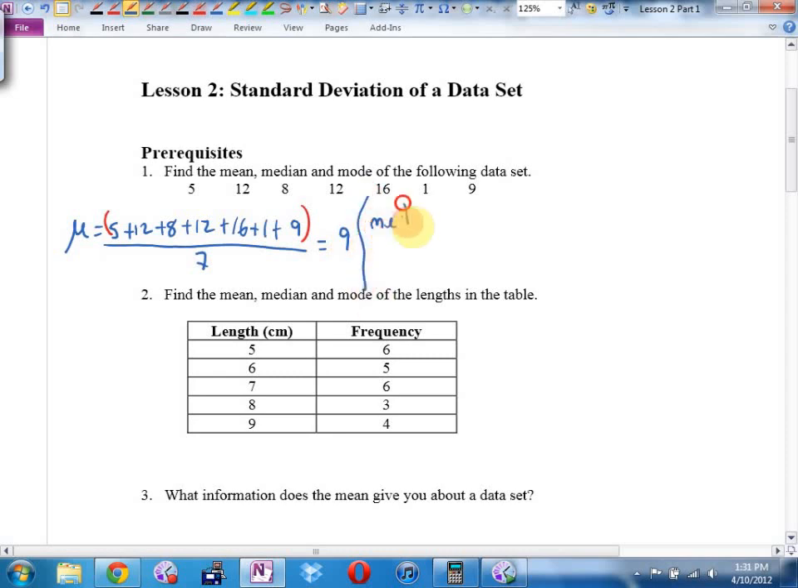What about the median? Now, sometimes students will say, hey, Dueck, the median is 12 because that's the 4th term. No, I have to do something first. What do I have to do first? I got to put them in order, smallest to biggest. So really quickly, I'm going to go 1, comma, 5, comma, 8, comma, 9, comma, 12, comma, 12, comma, 16. Did I miss any? 1, 2, 3, 4, 5, 6.